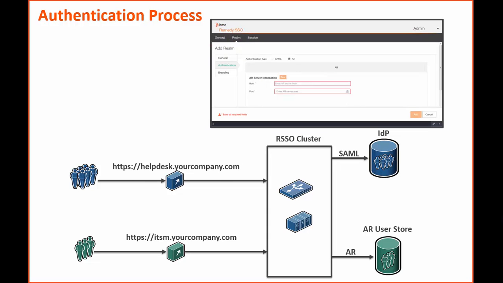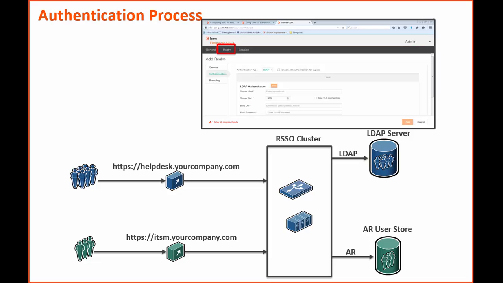You can configure AR authentication for REM 2 by adding the host and port information of the AR server in this screen. You will use this screen to configure LDAP authentication for REM 1 and then add information related to LDAP server, bind distinguished name, identity attributes, and transformation details.